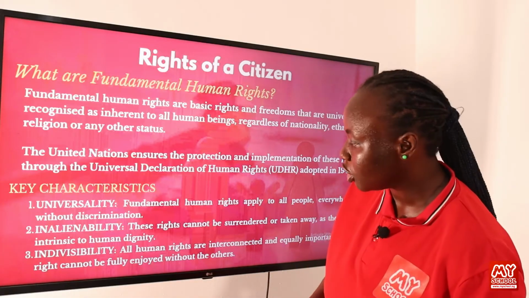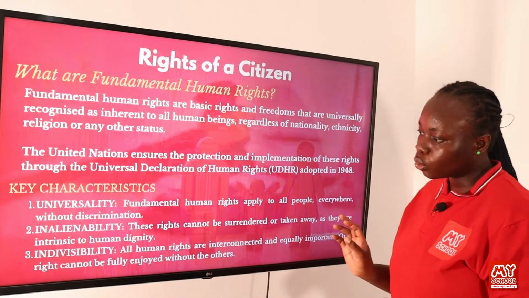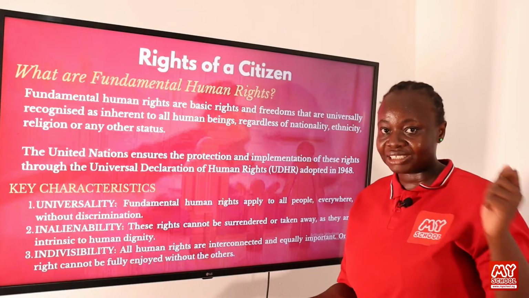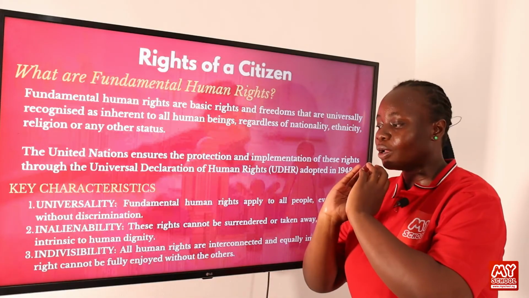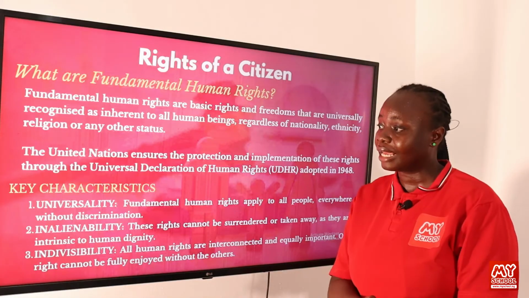Then it is also indivisible. All human rights are interconnected and equally important. So one right cannot be fully enjoyed without the others. So you cannot divide these rights. All these rights, they work hand in hand. Freedom of speech works with freedom of movement and the likes.